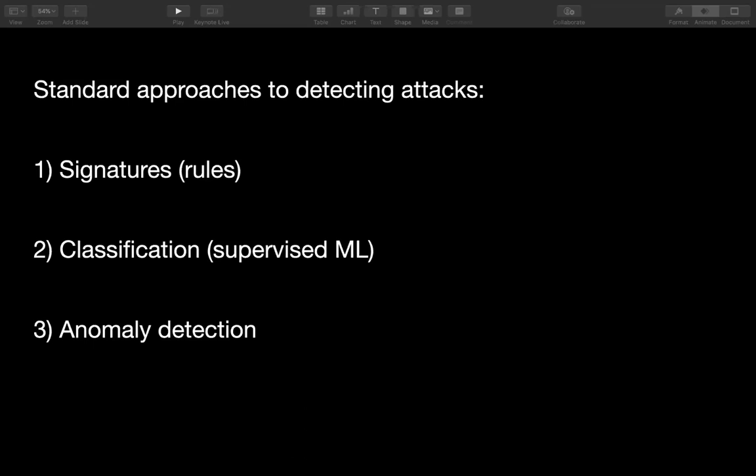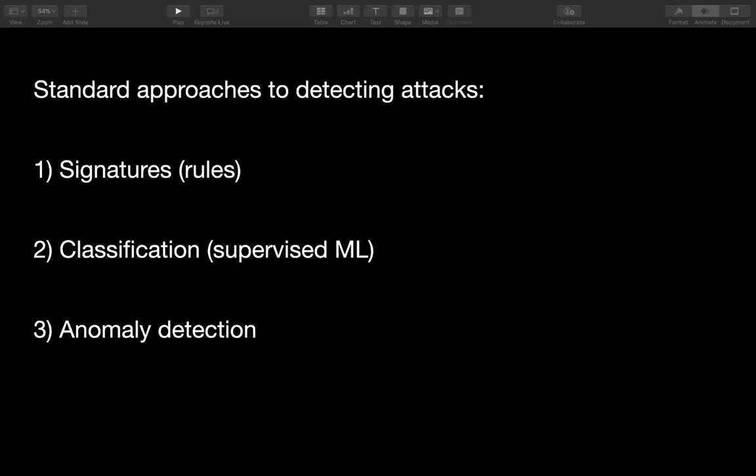Another approach could be to use supervised learning, a machine learning classifier, to try to learn which kind of events are malicious and which kind are benign, and then classify future events to detect attacks. And then a third broad approach is to use anomaly detection. Look for events that are unusual, anomalous among benign data. And if you see anything that's sufficiently anomalous, enough of an outlier from the benign data, then you might suspect that you're under attack.